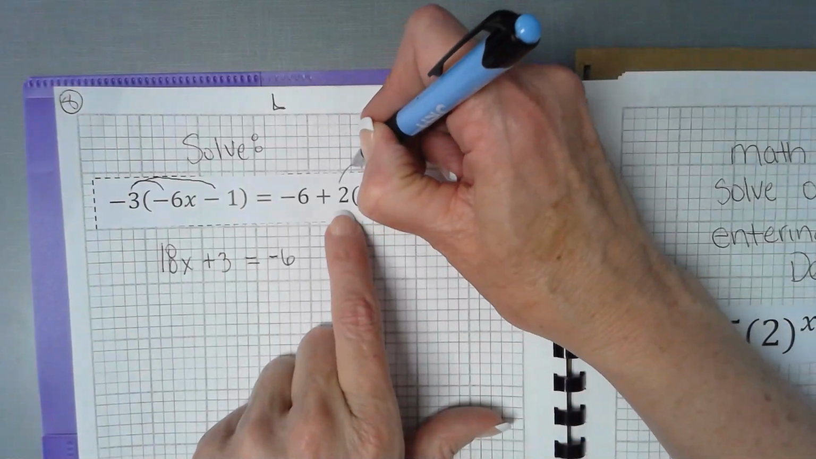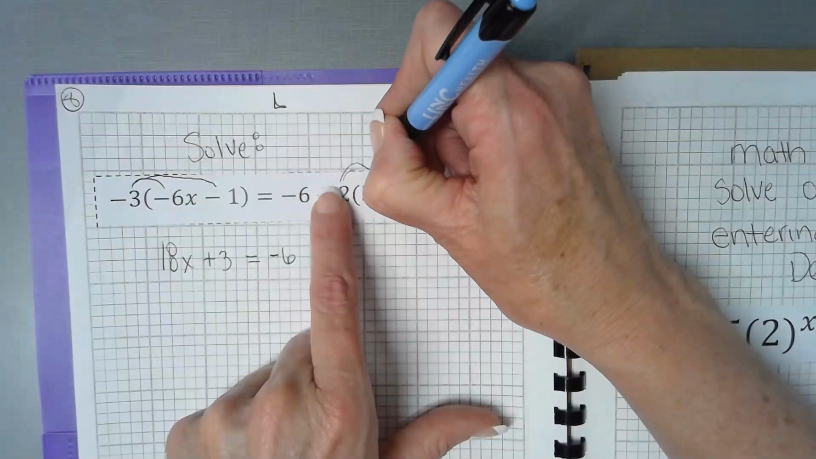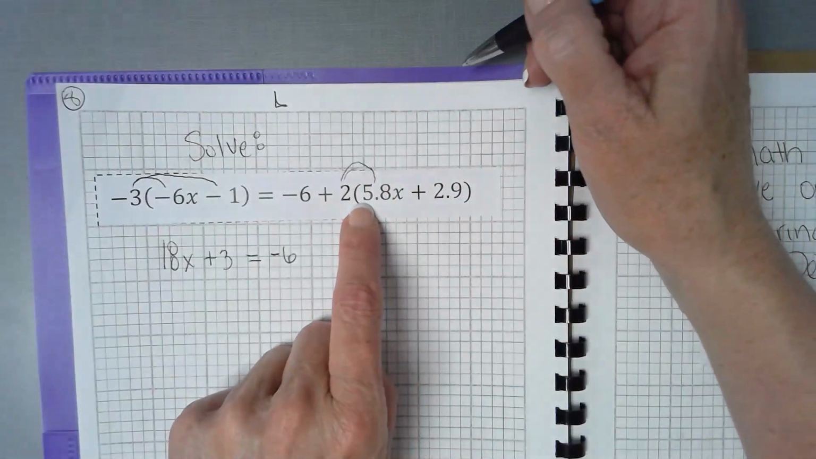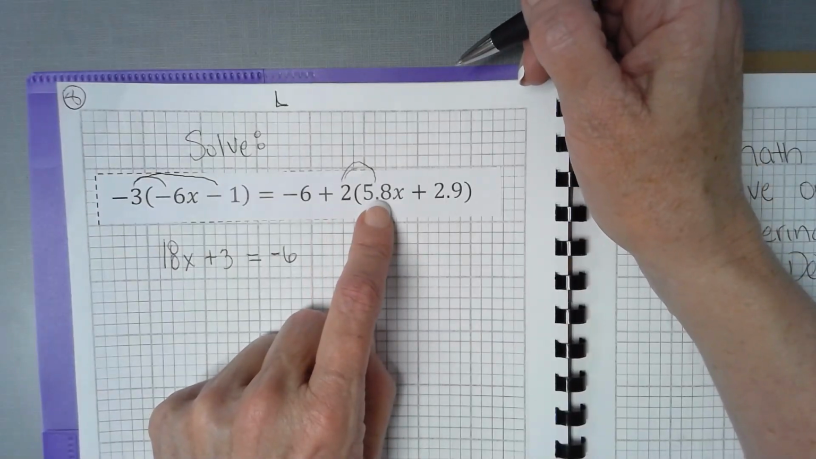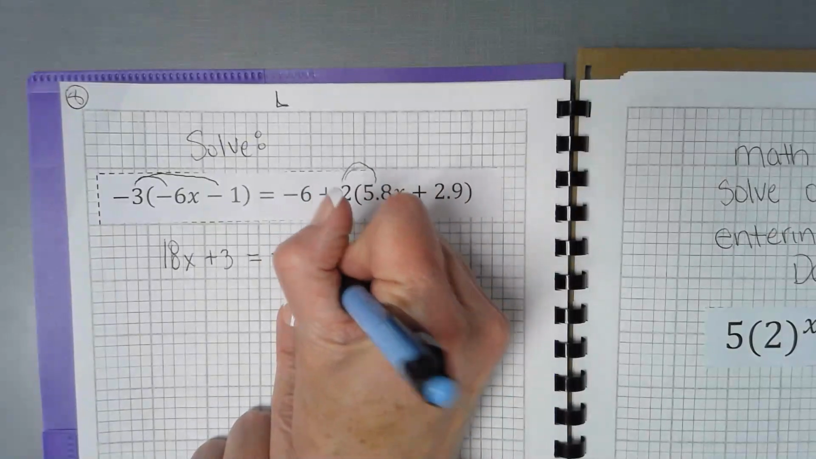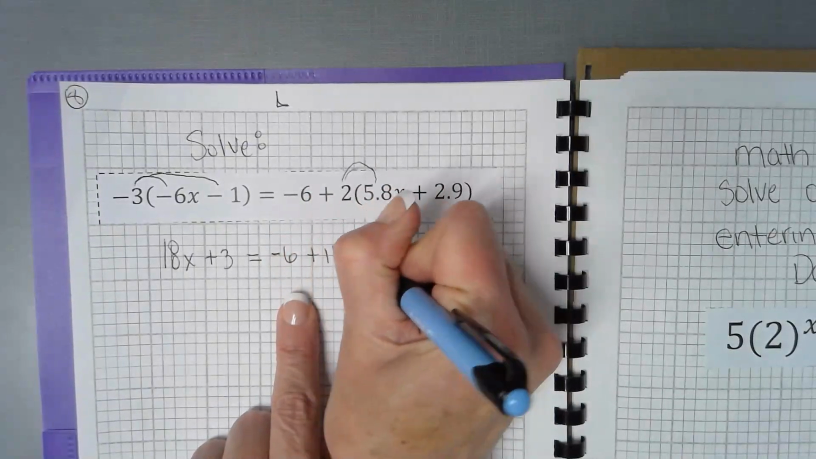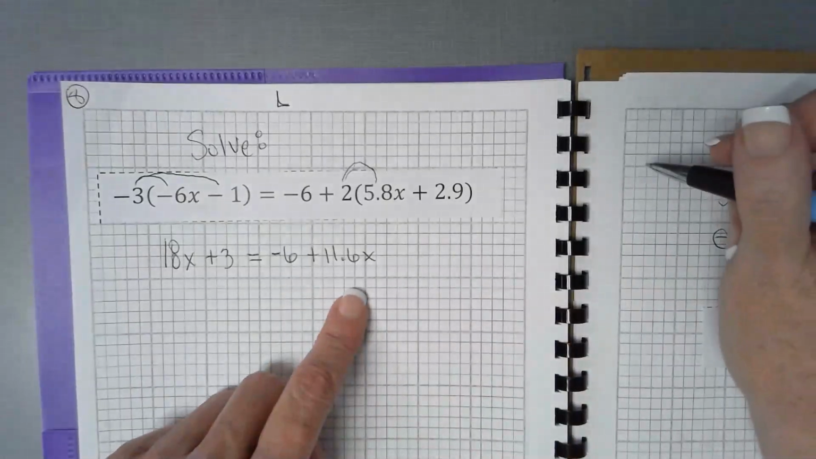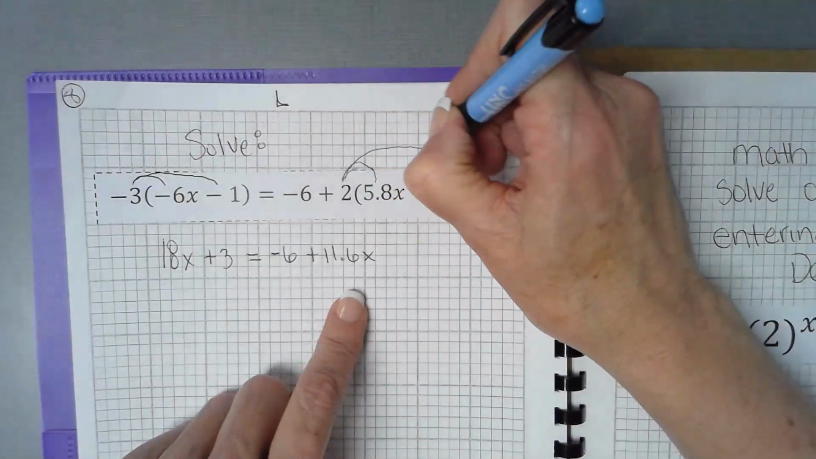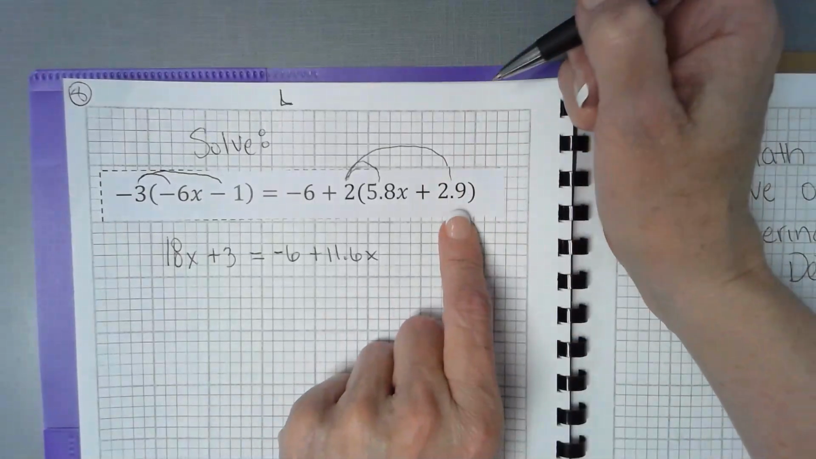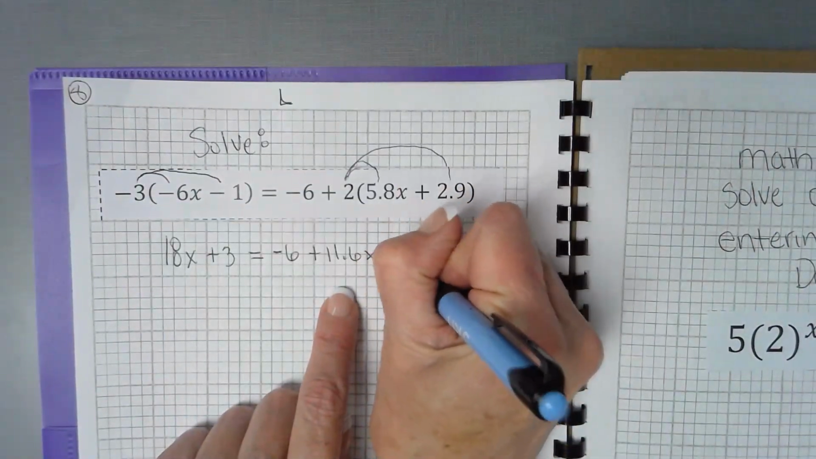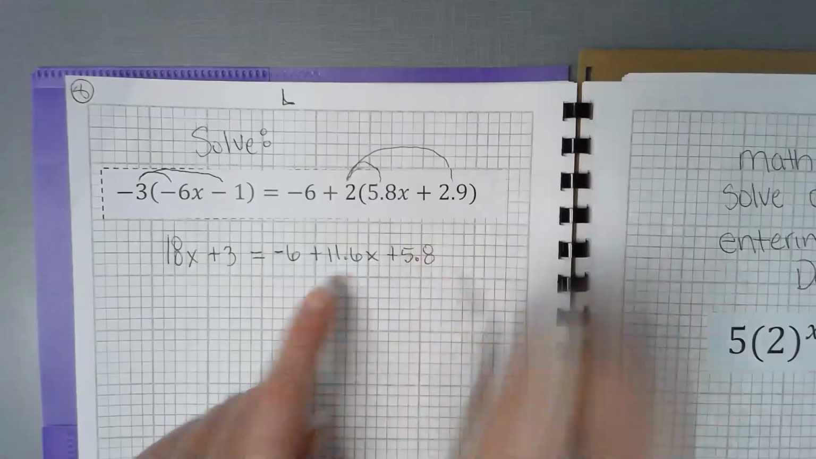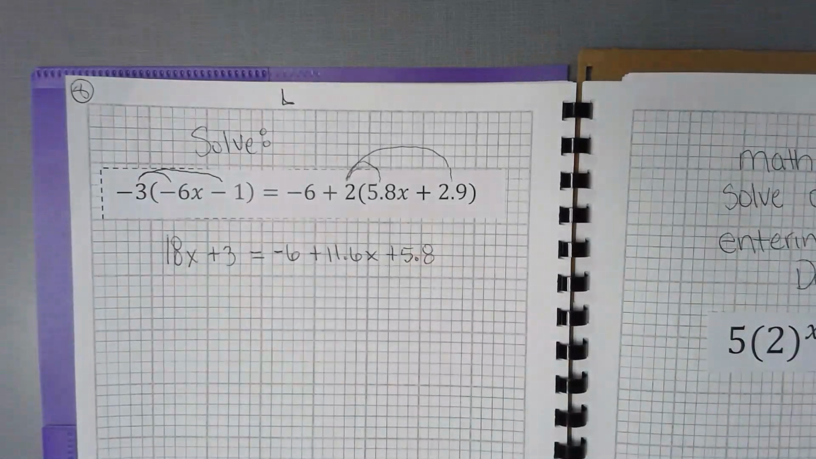I'm going to distribute the 2 to the 5.8x. So I multiply. So this is where, Eli, you would need your calculator. 2 times 5.8, 11.6. So 11.6x. 2 times 2.9. So that'd be plus, did y'all say 5.8? Okay. Now after distribution, what is the next step?